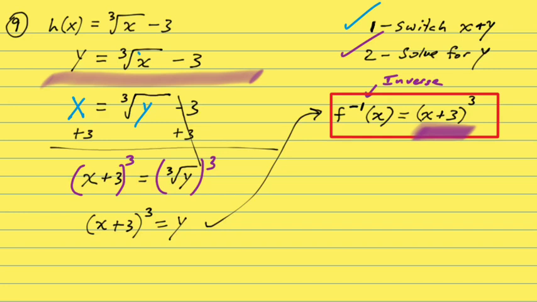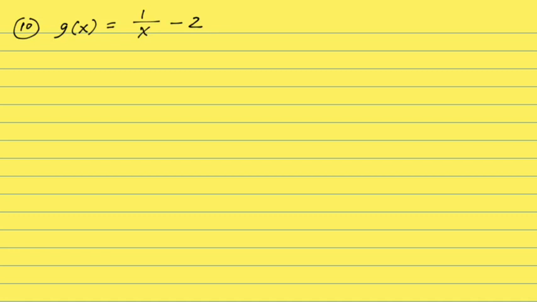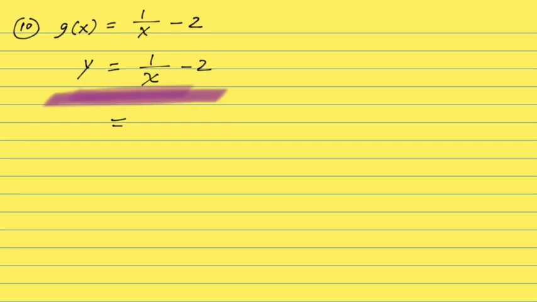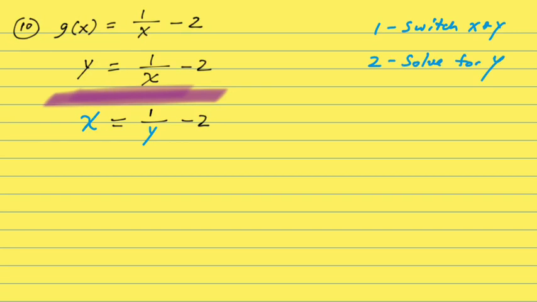Let's see if we can do another one of these. Again, you simply switch x and y and solve for y. Did I have another one? Yes. G of x is y, isn't it? Did I tell you what to do? You switch x and y. 1 over minus 2. So now I'm going to switch x and y. That y becomes x. The x becomes y. So I switched x and y, and I'm about to solve for y.